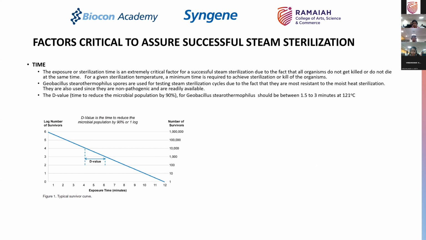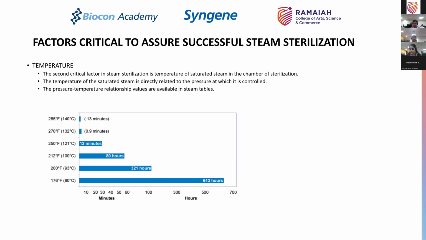Okay. The D value we have already visited. For Geobacillus, it is between 1.5 to 3 minutes at 121 degrees centigrade, which allows you to give a log reduction by 1 log, which is 90% kill rate at 121 degrees centigrade. That timeline is 3 minutes for Geobacillus stearothermophilus. So time is a very important factor. Temperature is another critical factor because the temperature defines at what temperature you're going to achieve sterilization.